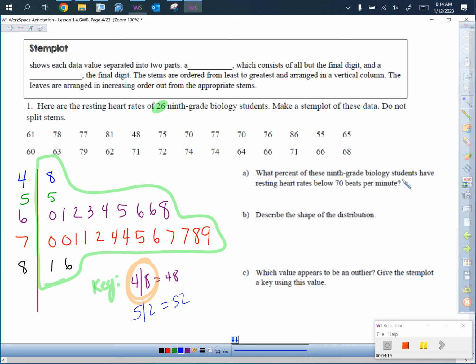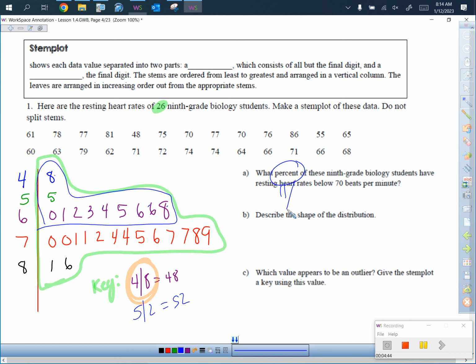What percent of ninth grade biology students have resting heart rates below 70 beats per minute? So they're asking for a percent. I need to just count up how many people are below 70. So that's 1, 2, 3, 4, 5, 6, 7, 8, 9, 10, 11. Do you see how all of these in here, there were 11 of those.